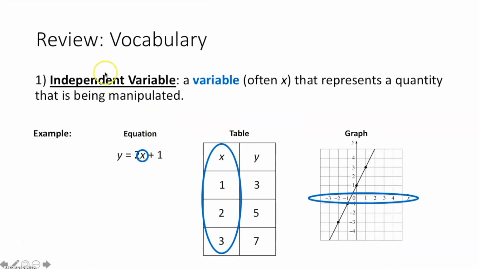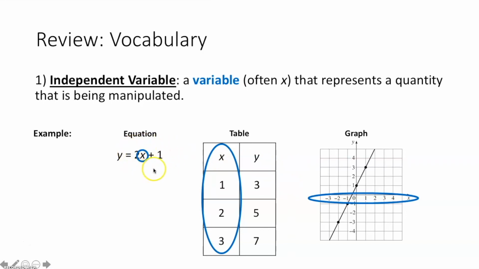First vocabulary term is an independent variable. It's a variable, often x, that represents a quantity that is being manipulated. So in this section, we're going to talk about independent variables and dependent variables. An independent variable is something that we are going to manipulate. And in this section, it's likely going to be either x or t for time.